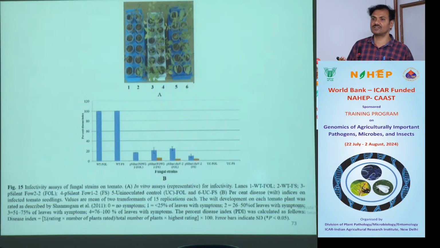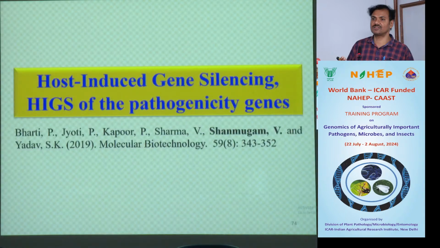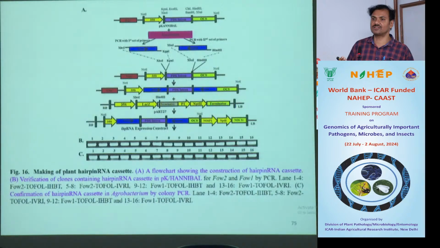Once we validated the role of two genes, FOW1 and FOW2, which are mitochondrial carrier proteins, we tried a host-induced gene silencing approach. With the same target pathogenicity gene of Fusarium, we developed a silencing construct, but this time for the plant instead of the fungus. In the previous cases we did it for the fungus; here we did it for the plant, and then transformed the plant. The fungus is a hemibiotroph, meaning it has an initial biotrophic phase followed by a necrotic phase.